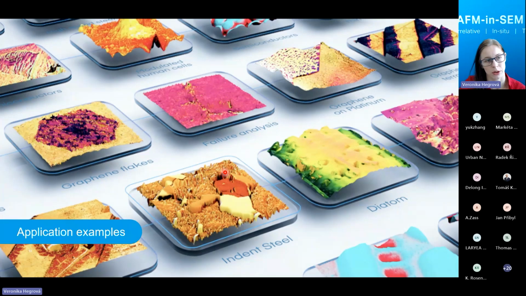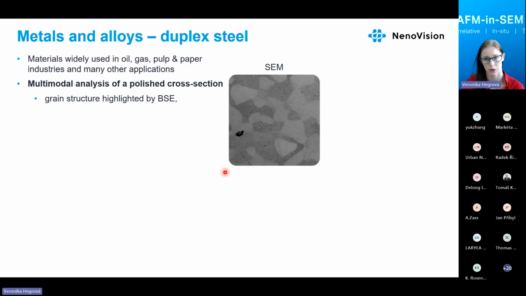And let's have a look at the application examples. First of all, I would get to materials science. For metals and alloys, in this case duplex steel, these materials are widely used in oil, gas, or pulp and paper industries and many other applications. For that, multimodal analysis is important to understand the structure.